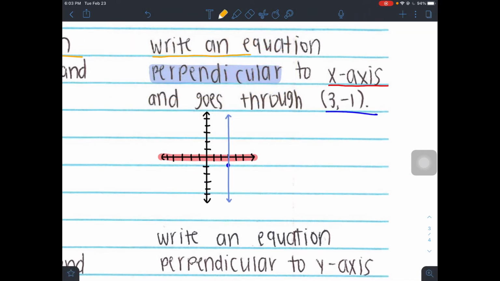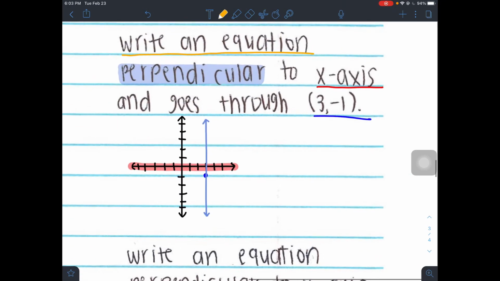Now again, you have to write an equation. Your answer is not the graph. You need to write an equation. So the equation is going to be really simple because it's a vertical line. This vertical line crosses the x-axis, so it's going to start off with x equals, and it crosses the x-axis at +3. So that's our equation. That's it. So for a problem that doesn't look normal, you're going to have a not normal answer.